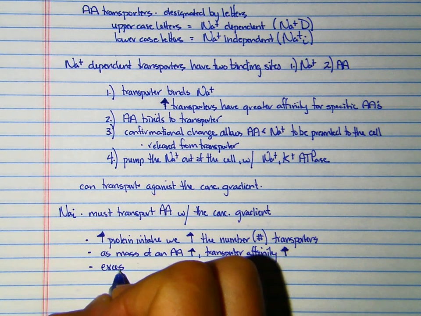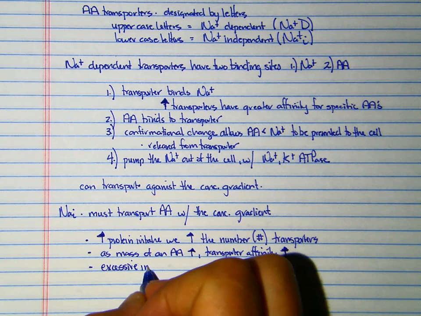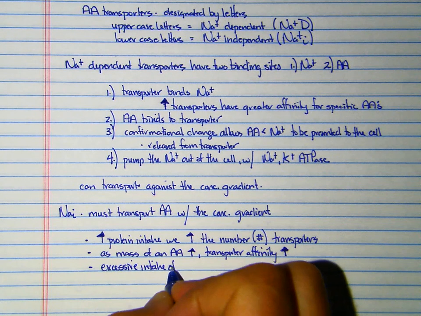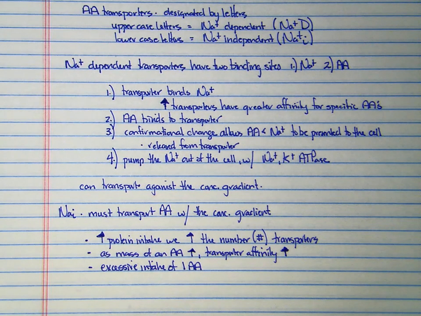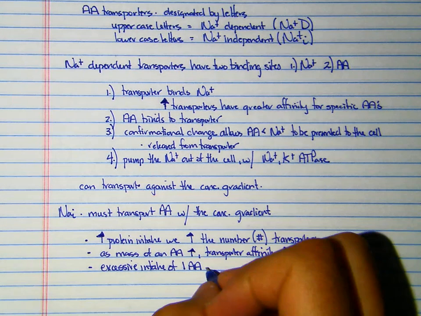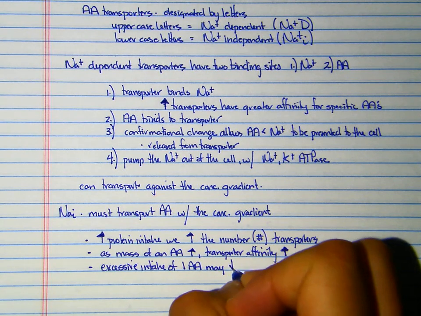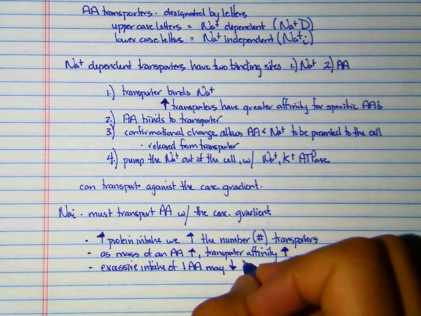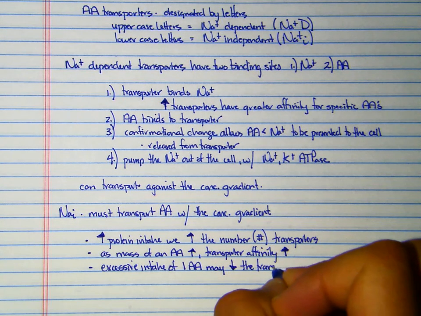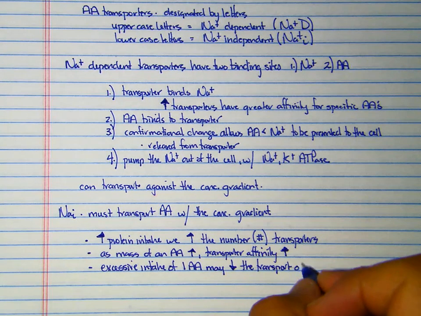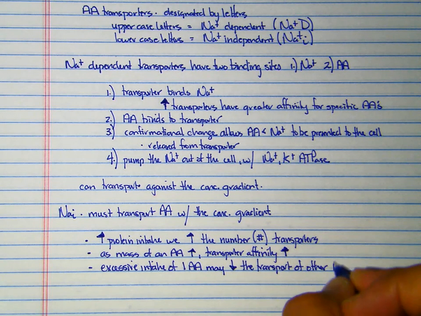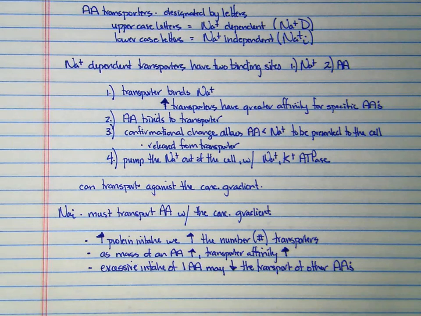And excessive intake of one amino acid, so one particular type of amino acid, may decrease the transport of other amino acids. Where this becomes a problem is if you decide you want to consume a purified amino acid source. You read an article and it says, hey, lysine is great for your hair, so you consume lots of lysine because you want to have amazing hair, or whatever it is.